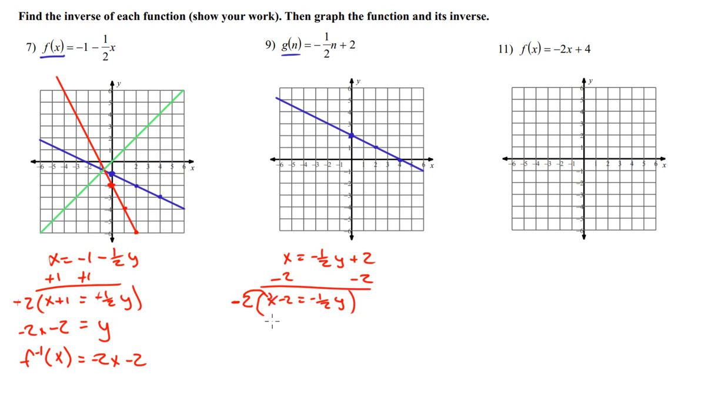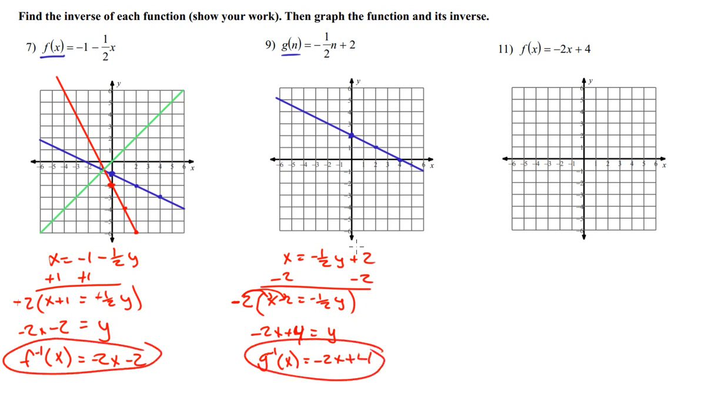So -2 times x is -2x. -2 times -2 is plus 4. Negative times the negative is positive. Half of 2 is 1, so there's our y, and that's a 4, not a y. Right? So officially this means g^-1, the inverse of g(x), is -2x plus 4. Right? These are our inverse equations.